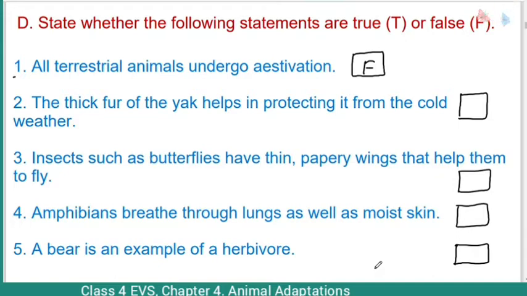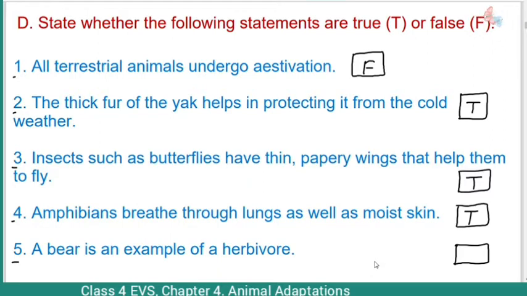Second, the thick fur of the yak helps in protecting it from the cold weather. True. Third, insects such as butterflies have thin papery wings that help them to fly. True. Fourth, amphibians breathe through lungs as well as moist skin. True.